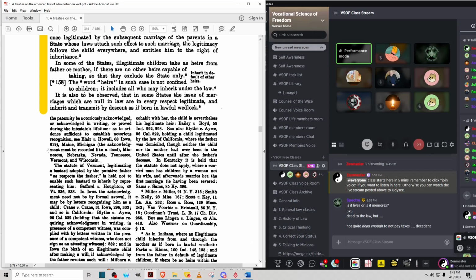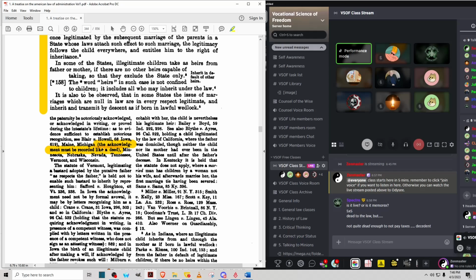The acknowledgement must be recorded like a deed. I didn't even underline this, but this is extremely important. The acknowledgement must be recorded like a deed. Why do you think we record everything on the public record, folks? This is the reason. All the acknowledgments, all of what we're doing, the proof of life and proof of age inquest, all of the vocational science for freedom status docs, which are all juristic acts, by the way, which also need to be acknowledged and recorded like a deed.